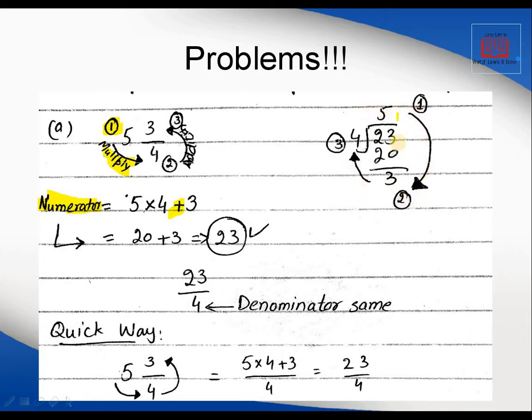If we go through the clockwise process again, you can see 5, 3 and 4. 5 and 3 divided by 4 is basically the reverse, vice versa process, and this is a quick way to solve this: 5 multiplied by 4 plus 3. Remember, this is just the quick way process.